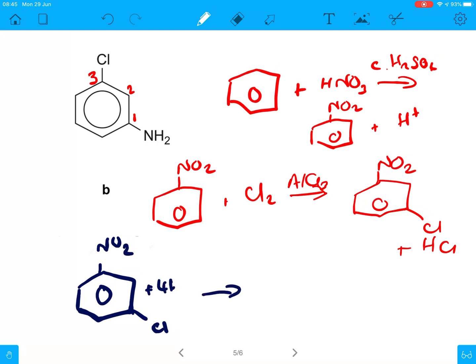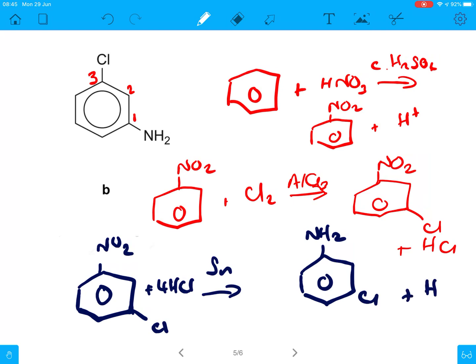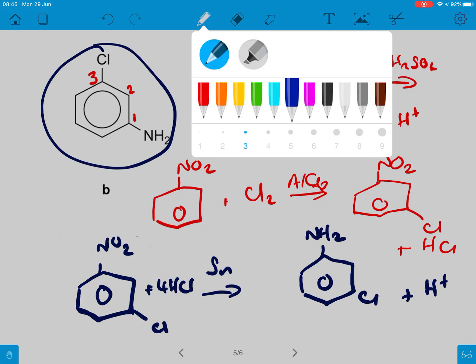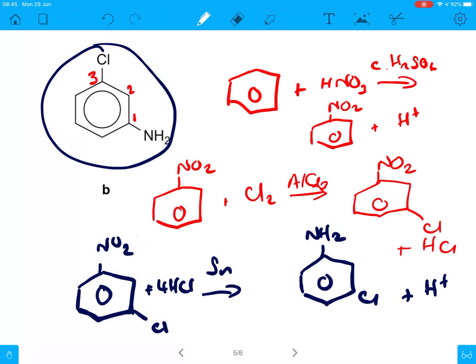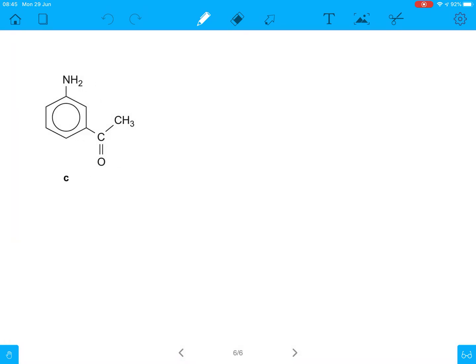We're going to add some HCl, and we're going to use a tin catalyst, and we're going to end up with NH2 and Cl and H+, and that's exactly what we were looking at. So the key here is, more than anything, when do you reduce your NO2 group to NH2?